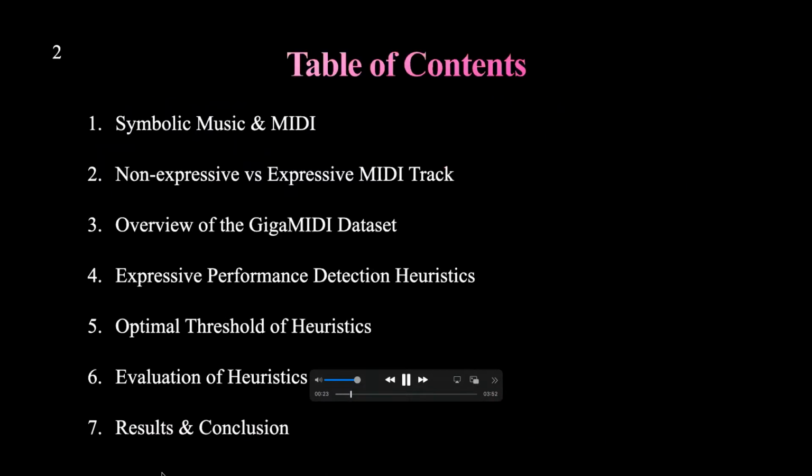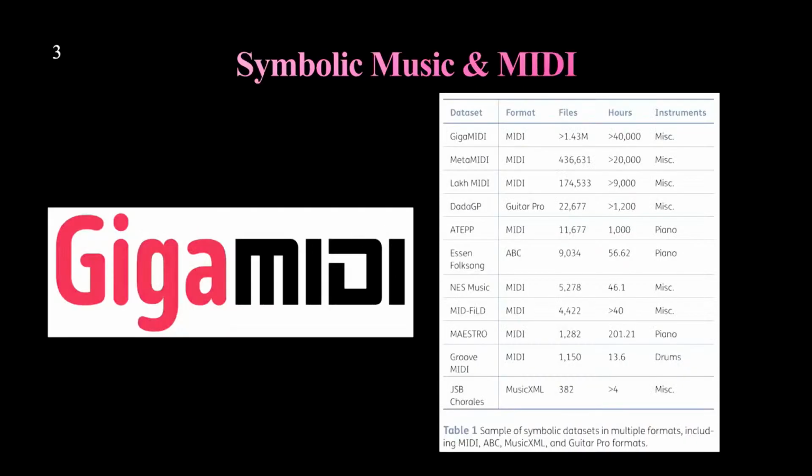Here's a quick roadmap of today's talk. We'll start with symbolic music and MIDI and then compare non-expressive and expressive tracks. After that, we introduce the GigaMIDI dataset and explain our heuristics and thresholding process. Lastly, we finish with evaluation results and conclusions.